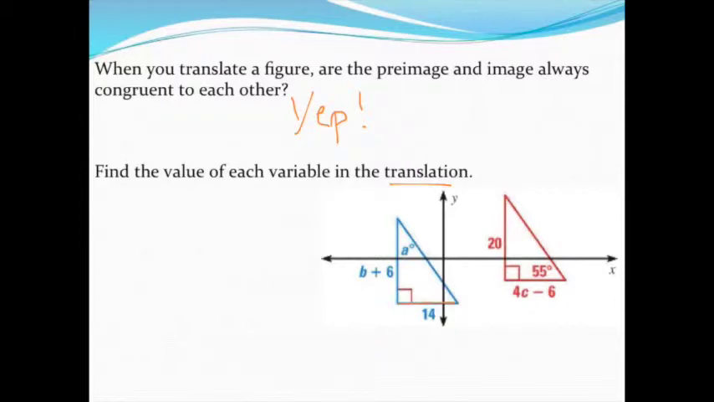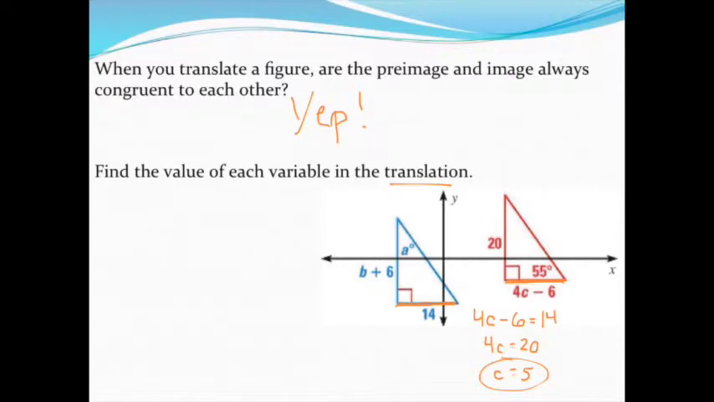So let's find variable C first. It's located on the bottom of the triangle. Since this is just a translation, I know those two sides are going to be equal to each other. They're going to be congruent. So the equation I'll write is 4C minus 6 has to be equal to 14. And then doing some simple algebra, I'll add 6 to both sides. So 4C would equal 20, and then dividing by 4 gets me C is equal to 5. So there's our first variable.